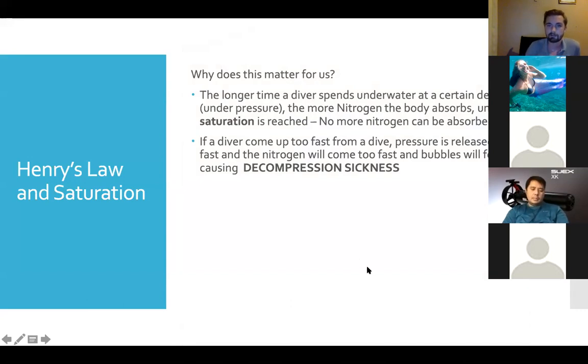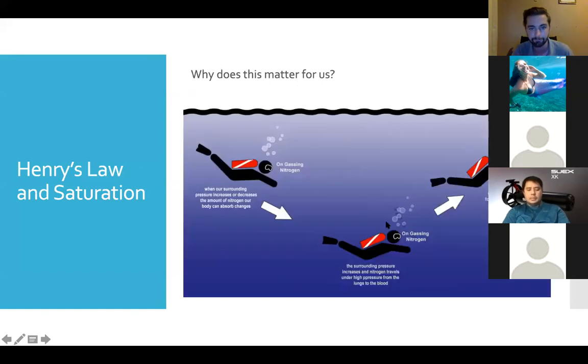And why this matters to us is because as we are diving underwater, the nitrogen is going to be absorbed into our body. As we go deeper, more and more pressure is added, and we can reach that level of saturation. Now, if we come up too quickly, we're releasing that pressure far too fast, and that gas is going to come out of solution at a high rate, which is going to cause bubbling, like that Coke bottle, which if it's happening in your body is obviously not good for you, and can lead to decompression sickness. And here's a small diagram of the basic principles of that.